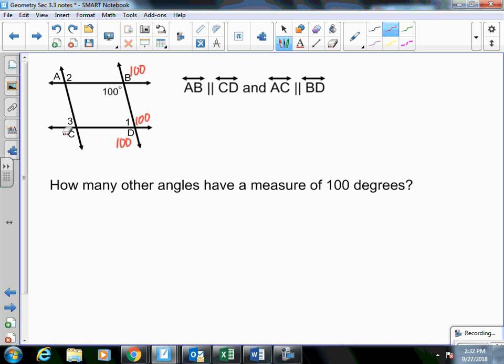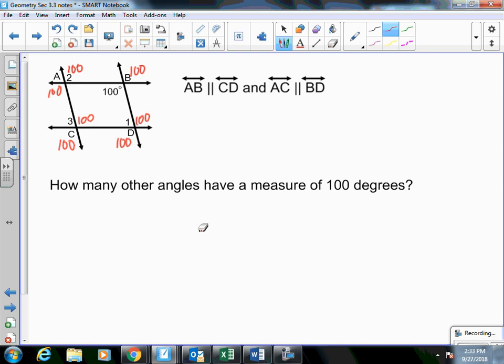And moving over to 3 and C, any of those would be 100. D is 100, C corresponds with it, or C and this 100 are alternate exterior angles, so C is going to be 100 here. And we can go with its vertical angle is going to be 100. And then up here to the last intersection, A or 2, which one of those is 100? The 2 is going to be 100. And its vertical angle then would also be 100.